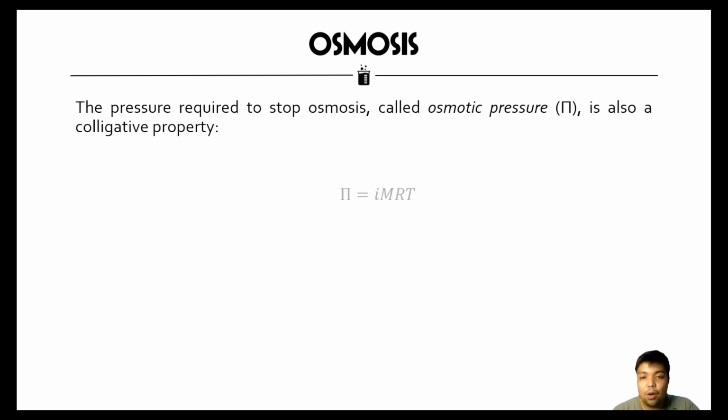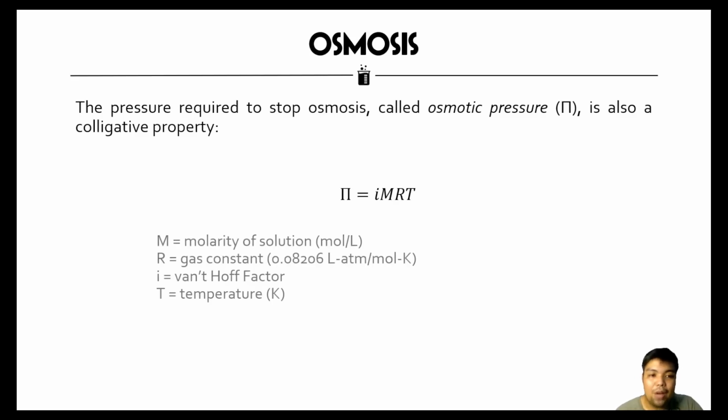So this is the formula for your osmotic pressure, wherein i will be your Van 't Hoff factor, and M will be the molarity of your solution in moles per liter, and R will be your gas constant, which is the one used in solving ideal gases and in the ideal gas equation, and T is the temperature in Kelvin. So your osmotic pressure is expressed in atmospheres.